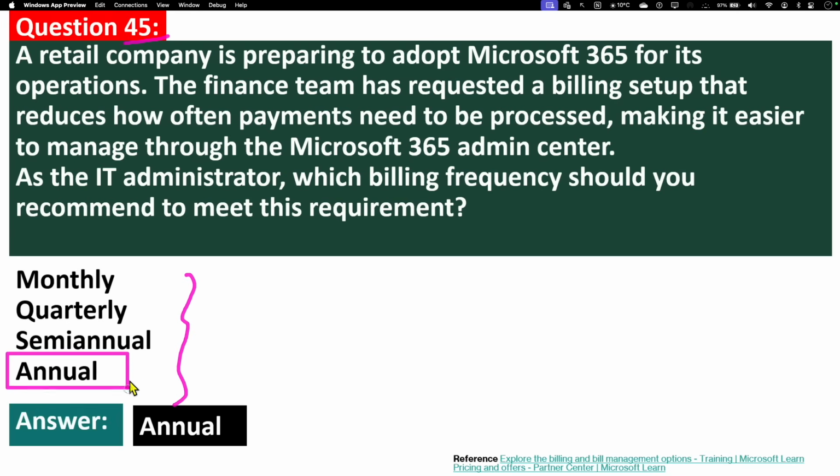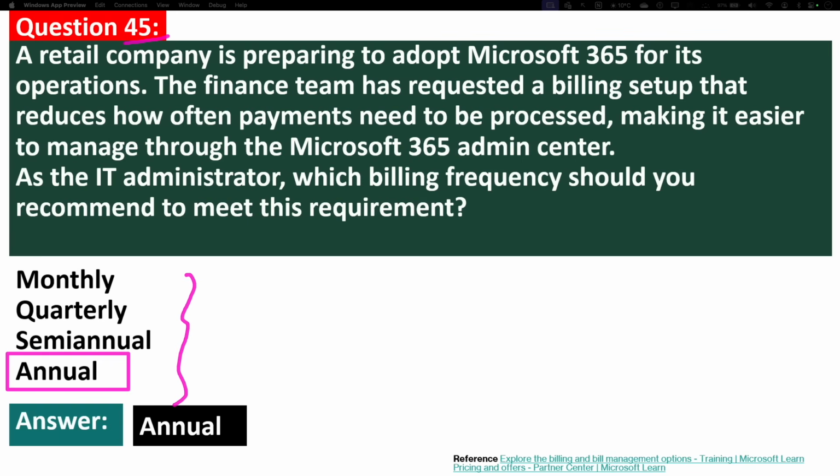The correct answer is annual. Microsoft 365 offers annual billing, which provides the lowest billing frequency. Annual billing in Microsoft 365 means you commit to a 1-year subscription for your selected plan and pay either once per year upfront, or monthly, but with a 1-year commitment.